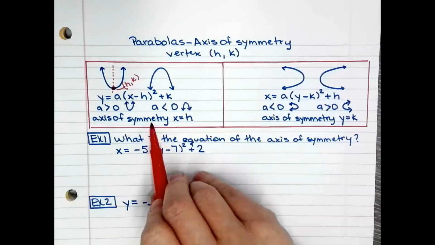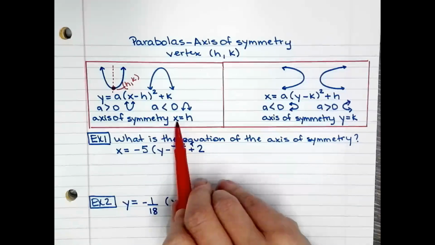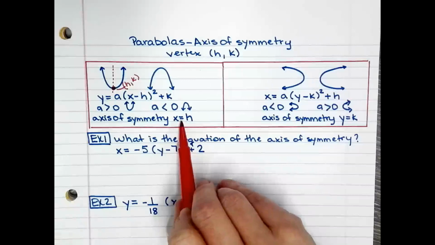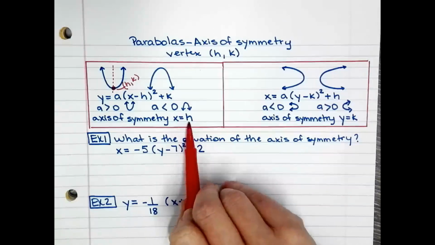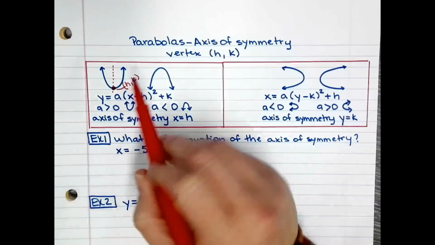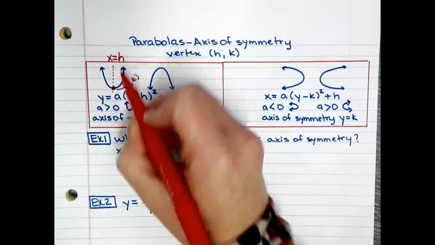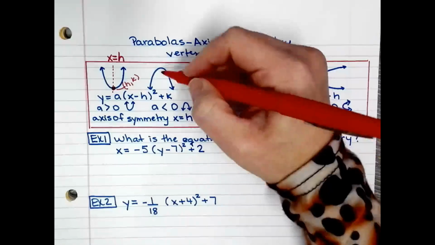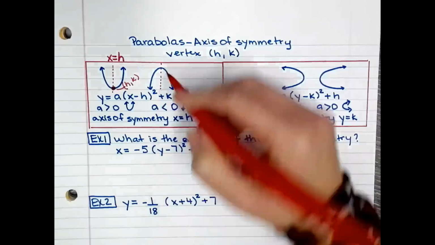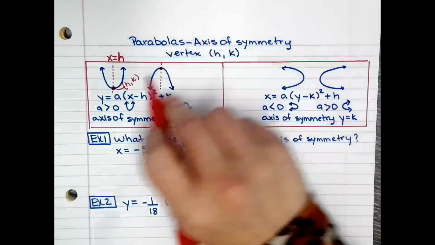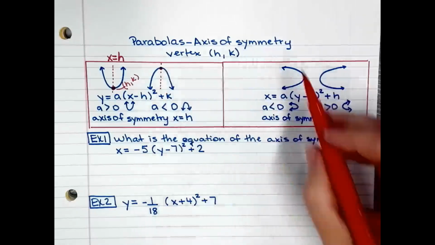So the axis of symmetry in a parabola that opens up or down is x equals. That's how you write the equation of a vertical line: x equals the h from the vertex. So x equals h from the vertex. And that works if your parabola opens up or down. It's still x equals h from the vertex.